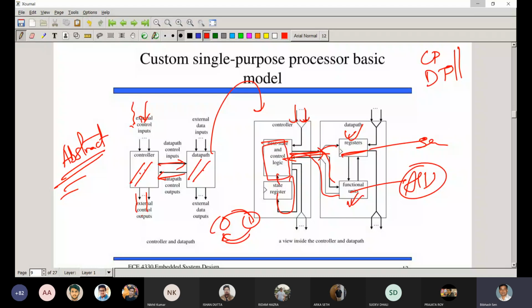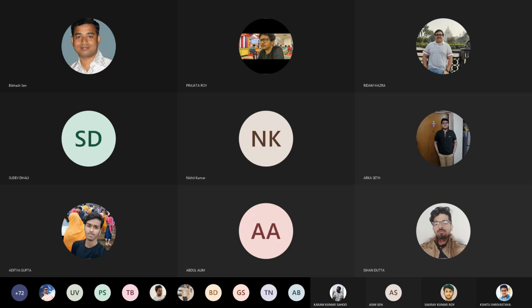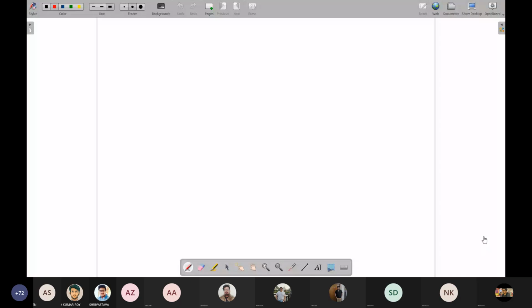suppose I am opening my whiteboard. Is the whiteboard visible? I am opening a whiteboard. Is it visible? No, sir. I think I have to share again. Okay, don't worry. Now visible? My whiteboard is visible to all of you? Yes, sir.